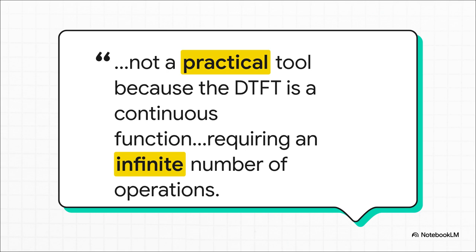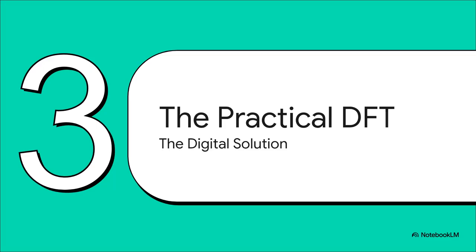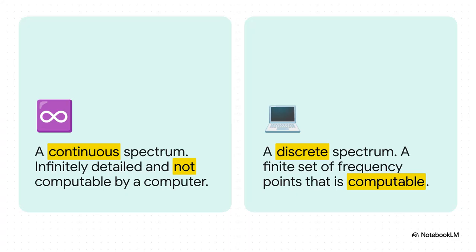It can't run an infinite number of calculations. It needs a clear start and a clear end. So this perfect tool is, for all practical purposes, impossible to compute. We hit a wall. So what do we do? How do we build a bridge between this beautiful, infinite mathematical idea and the finite, practical world of our computers? Well, this is where the discrete Fourier transform, the DFT, comes to the rescue. It makes a really smart, really practical trade-off. Instead of chasing that impossible, infinitely detailed spectrum, the DFT says, how about I just give you a handful of key data points instead? It gives us a discrete, finite spectrum, something a computer can actually work with.